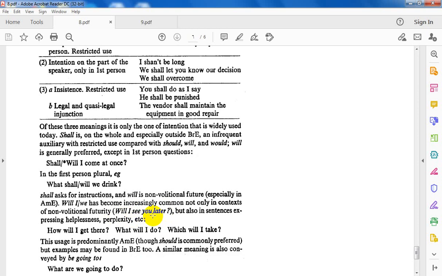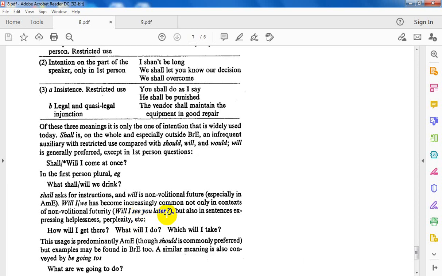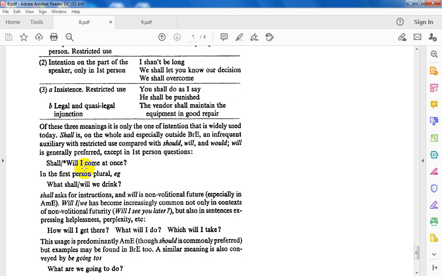For futurity. But if I say, shall I come at once? It is what? It is instructions. I mean, shall I prepare tonight, today, like that? It is for instruction. But if you use will I see you later, the meaning here is what? Futurity, not volitional. What does this will I mean? Futurity. What about this one, shall I? It means instructions.